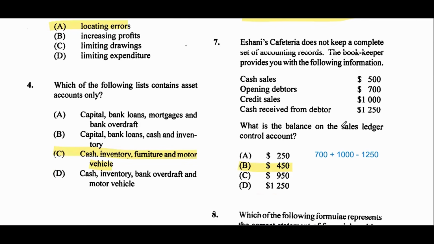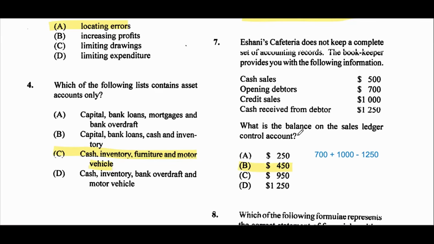Now, question 7. What is the balance in the sales ledger control account? Let's go back to the data. Let's see what we have. Ishania's cafeteria does not keep a complete set of accounting records. The bookkeeper provides you with the following information: cash sales, $500, opening debtors, $700, credit sales, $1,000, cash received from debtors, $1,250. Again, what is the balance on your sales ledger control account?